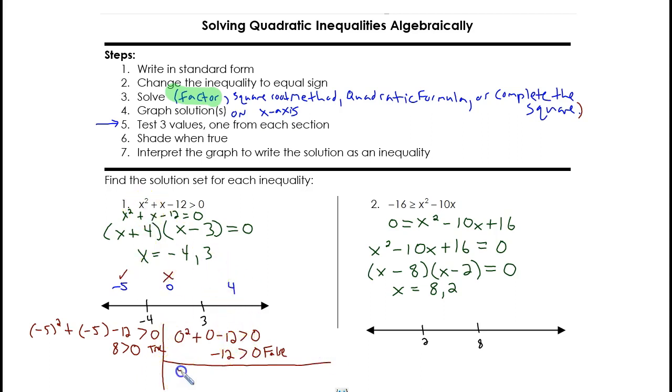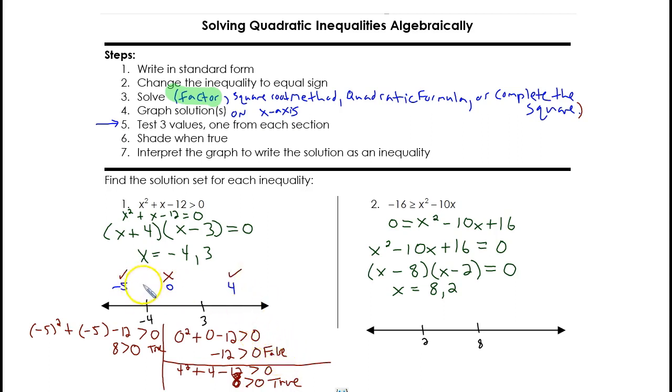I'll plug in 4. I do 4 squared plus 4 minus 12. And the same question, is that greater than 0 when I plug in 4 for x? Well, 4 squared is 16. 16 plus 4 is 20. And 20 minus 12 is 8. Well, 8, if you can read that, 8 is greater than 0. That is a true statement. If it's true, it is a solution.